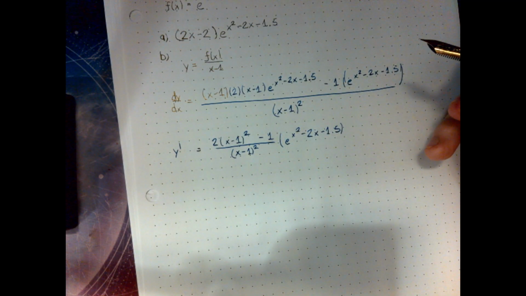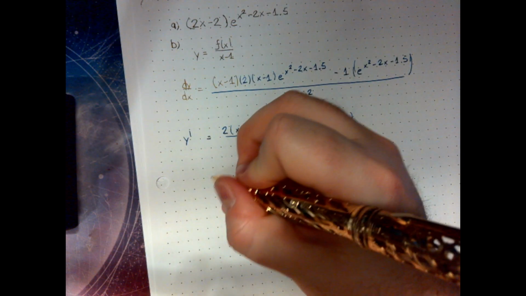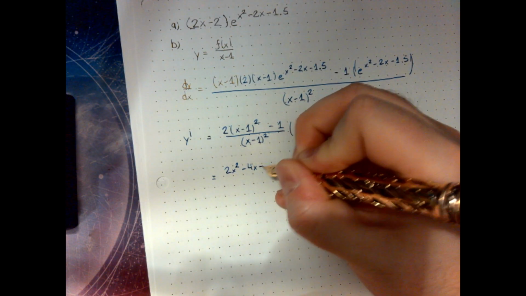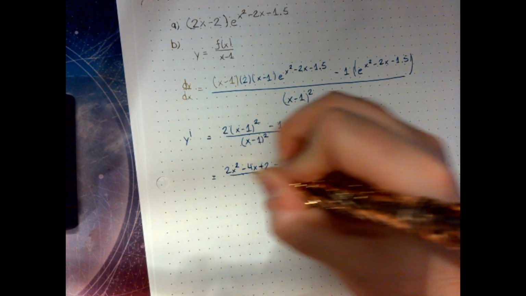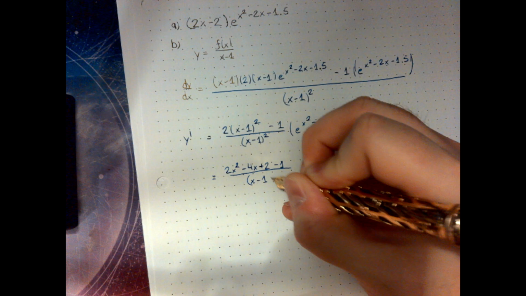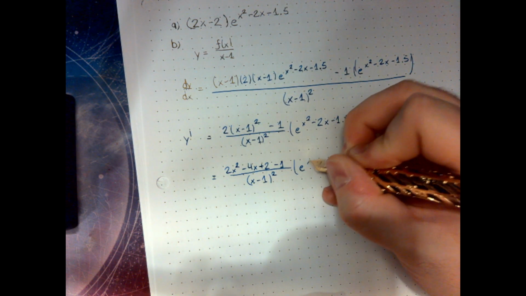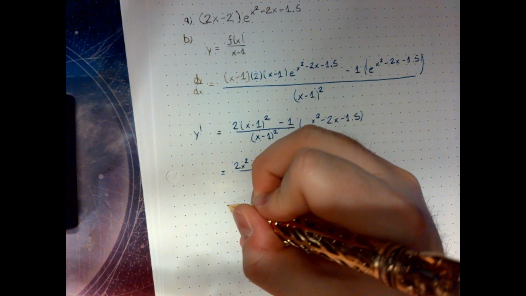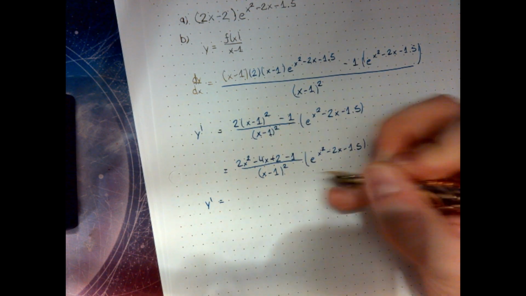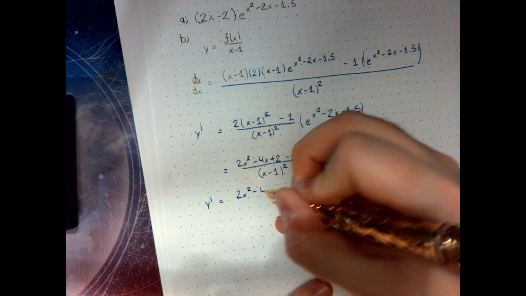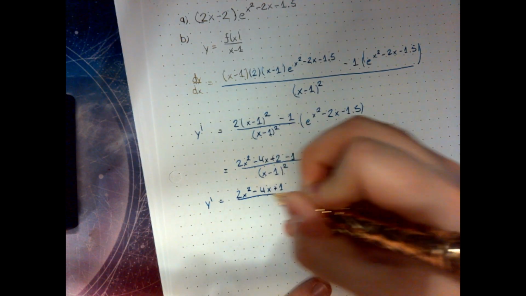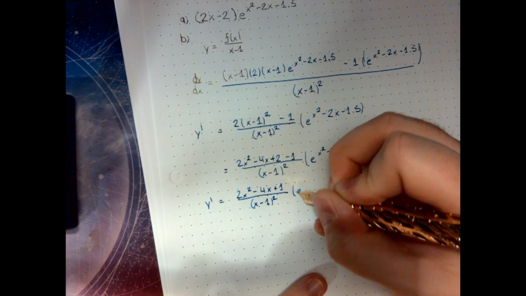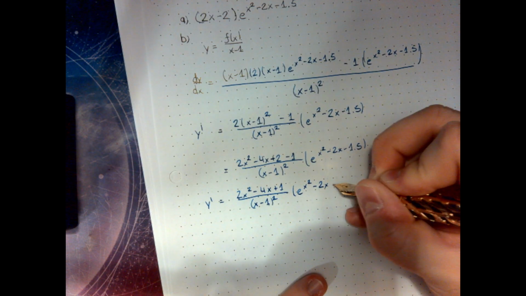And now I'm just going to simplify the numerator up here in my fraction as much as I can by expanding. What do I have here? 2x squared minus 4x, plus 2 minus 1, over x minus 1 squared, copying over e to the x squared minus 2x minus 1.5, and then finally just grouping my two constants over here to give me my final answer of y prime is equal to 2x squared minus 4x plus 1 over x minus 1 squared, and e to the x squared minus 2x minus 1.5.